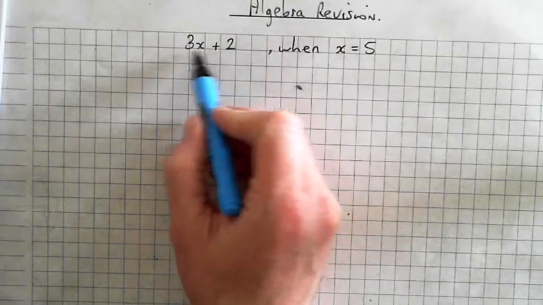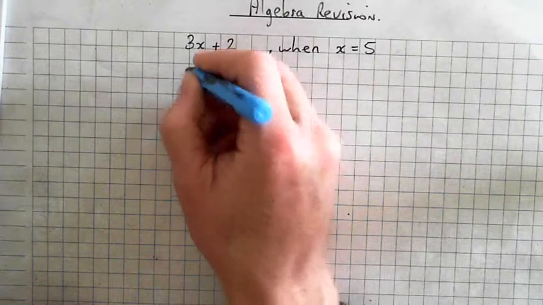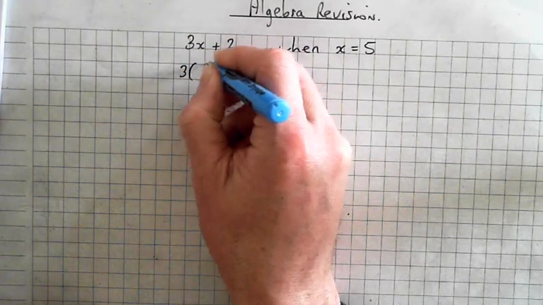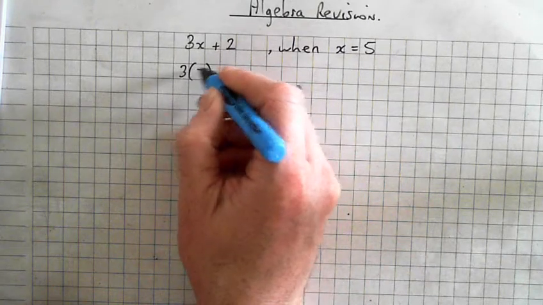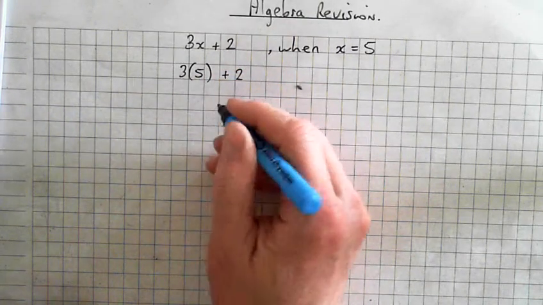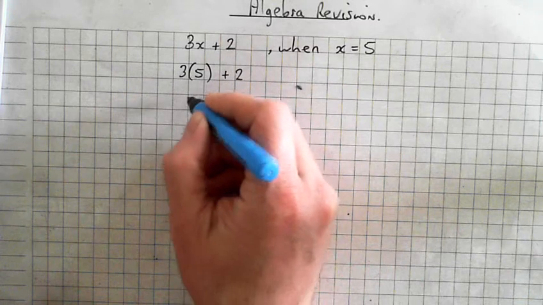Right, so find the value of this when x is equal to 5. So the first thing you do is replace x with brackets. Now you replace x with 5. What's the answer? 17. Alright, so 3 fives.